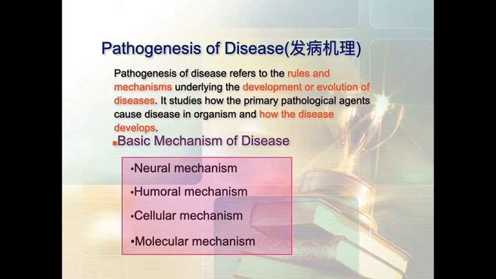Pathogenesis, the mechanisms of disease. Pathogenesis of disease refers to the rules and the mechanisms, how it works, underlying the development or evolution of disease. It studies how the primary pathological agents cause disease in organisms and how the disease develops. It's a process.